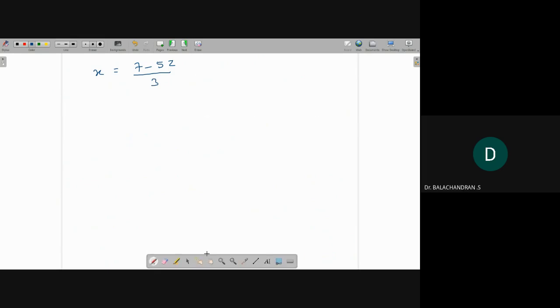So therefore x is 7 minus 5z by 3, and y is 2 minus z by 3, and z is arbitrary. So this will give you a one parameter family of solutions.